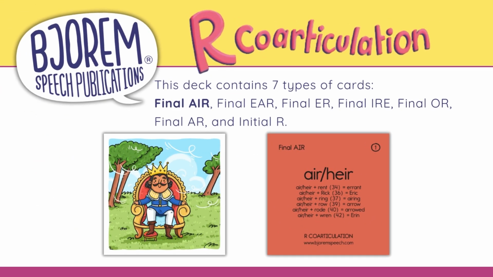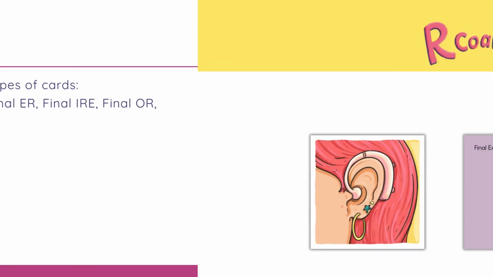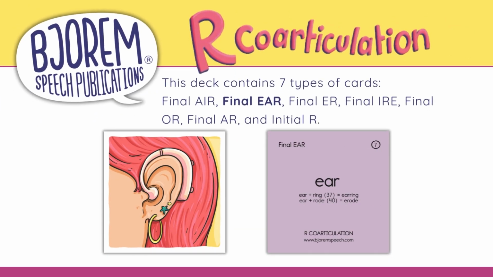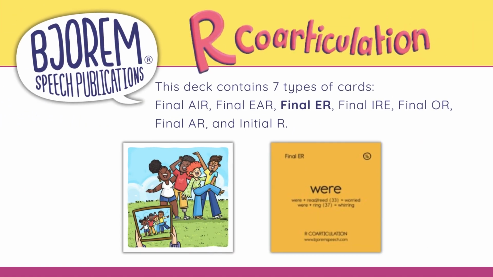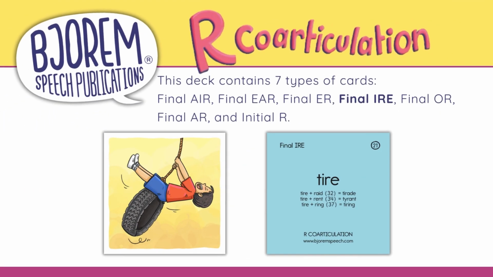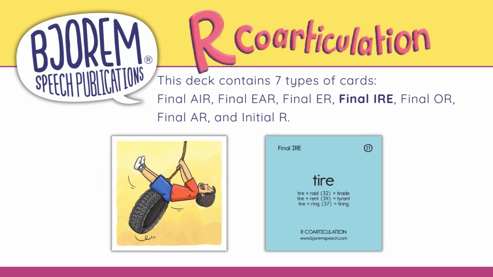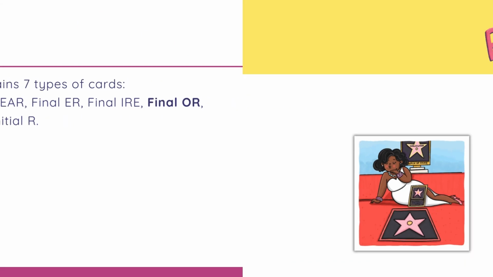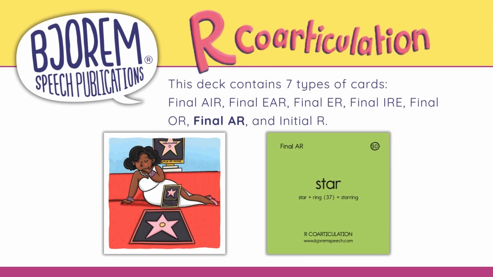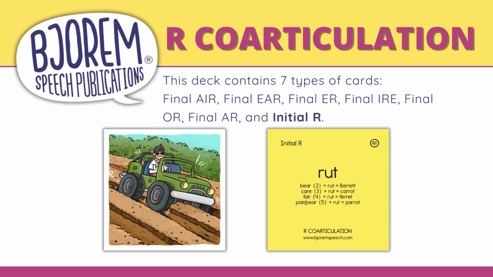This deck contains 7 types of cards to address R, and we are going to show you an example of each, starting with final air, like you see here. Then we have final ear, final ire, final or, final R, and initial R.